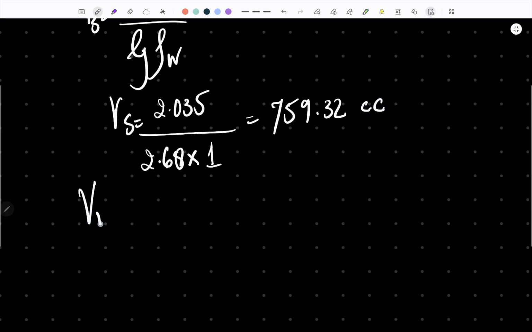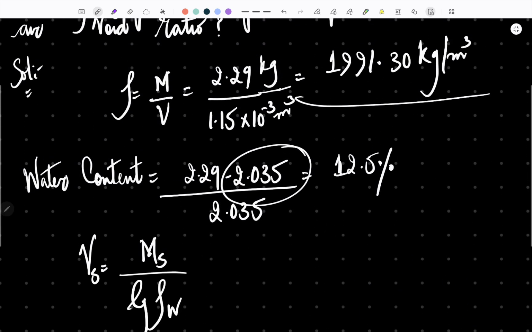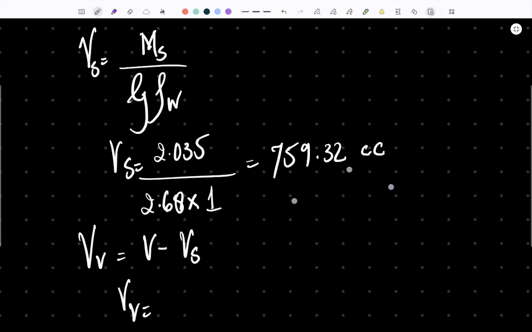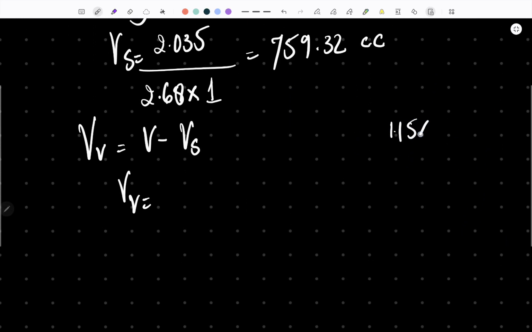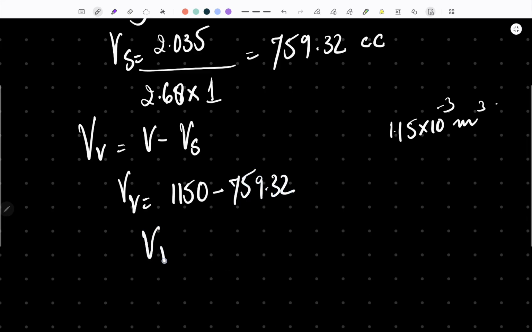All right, now I can find volume of voids, because we know that volume of voids is total volume minus volume of solids. So total volume is how much? It is 1150 cc, because actually it was 1.15 into 10 raised to the power minus 3 cubic meters. So this is equal to 1150 cc minus volume of solids, 759.32. So by calculations, volume of voids is 390.68 cc or cubic centimeters.